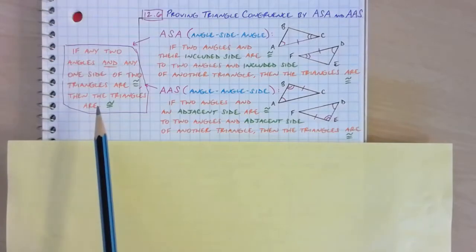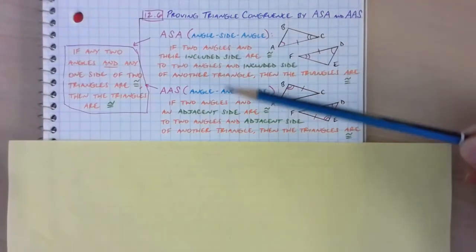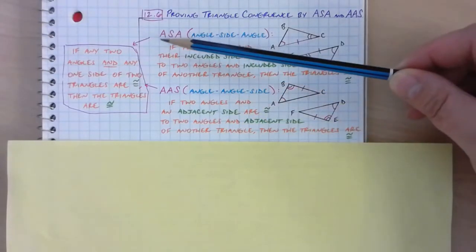The punchline here is this marginal note, that basically if any 2 angles and any one side of 2 triangles are congruent to each other, then the triangles have to be congruent. Okay, so any 2 angles and any given side. And the reason why I have 2 different names for this, angle, side, angle and angle, angle, side, is that this just breaks down the order in which you see it.